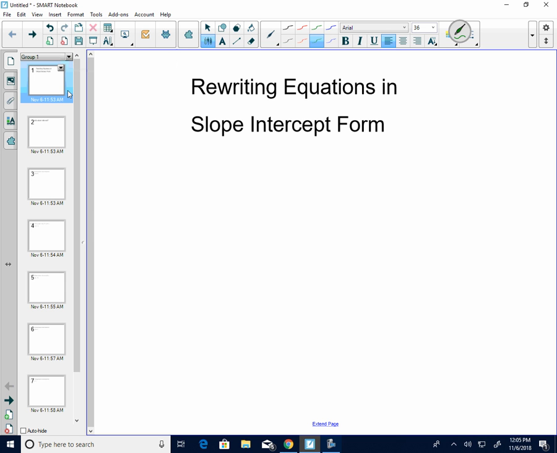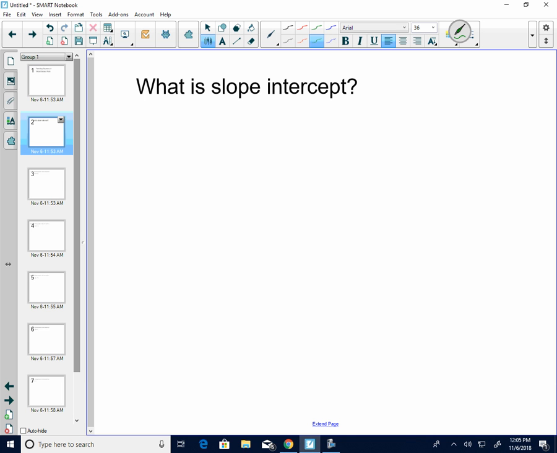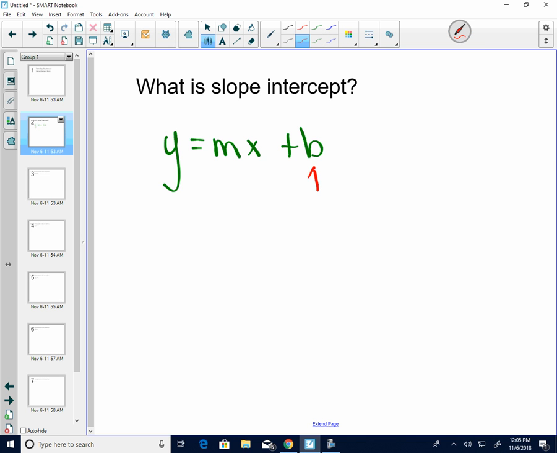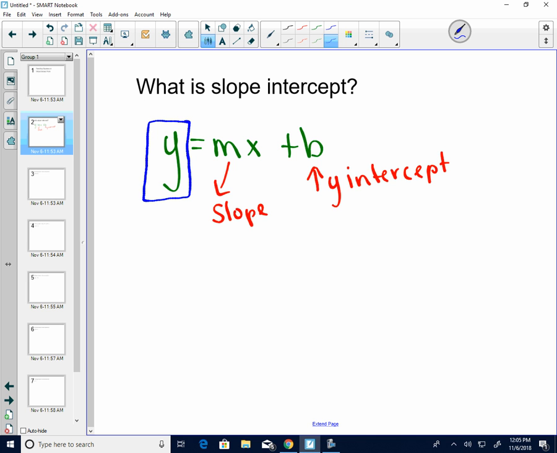So today we're going to be looking at rewriting equations and putting them in slope-intercept form. So the first question we need to ask: what is slope-intercept form? Well, that is y equals mx plus b. And we call it slope-intercept because the b represents the y-intercept and the m represents the slope. So if you notice, what you're really solving for is y. You want to try to get y by itself and get it equal to something.